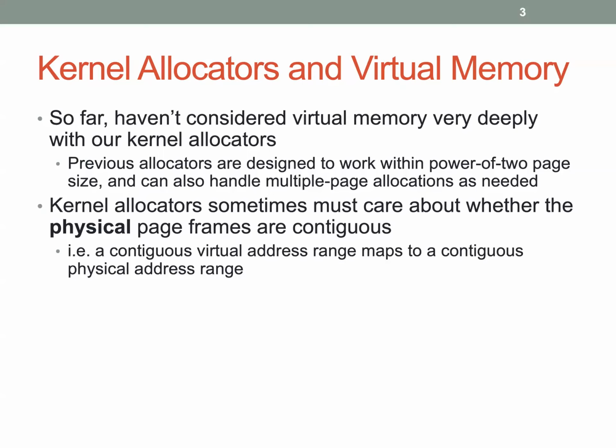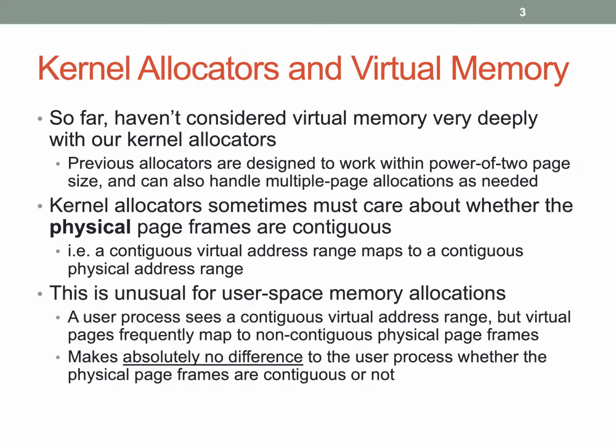Programs can only ever emit virtual addresses. Even the kernel uses virtual addresses when it runs. So we'll talk a lot about that when we get into the next project. So I have on the slide here, kernel allocators sometimes care about whether the physical page frames are contiguous. Page frame 1, page frame 2, page frame 3, and so forth. Basically there are two situations where we care about this, and only one of them is really that severe. Otherwise, we just don't care.